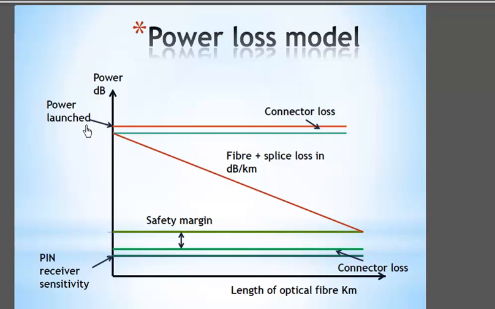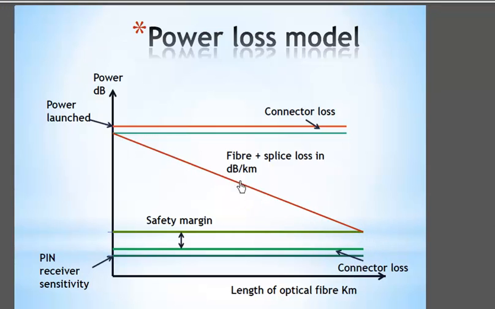This is launched power, which means power that is launched. That's like transmitted power. Now, the connectors, there will be losses in the connectors. So there's a connector loss. You see now, it has dropped from here to here. There's a loss. Now, along the length of the fiber cable, there will be loss like this.